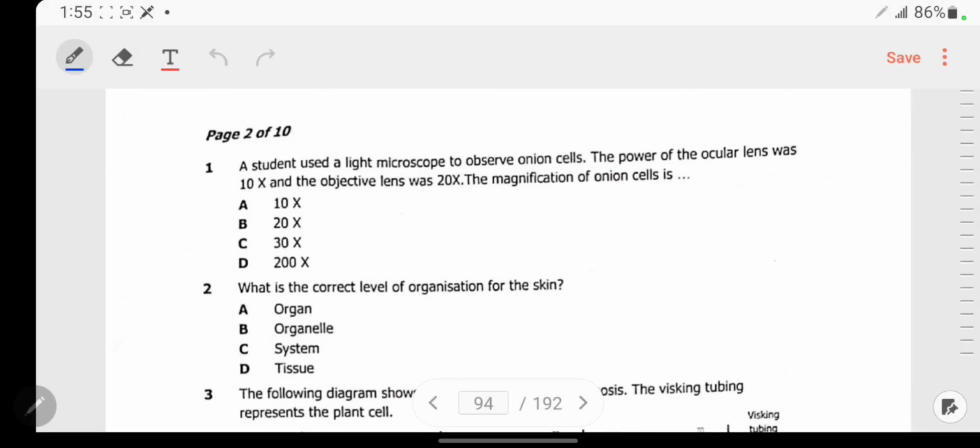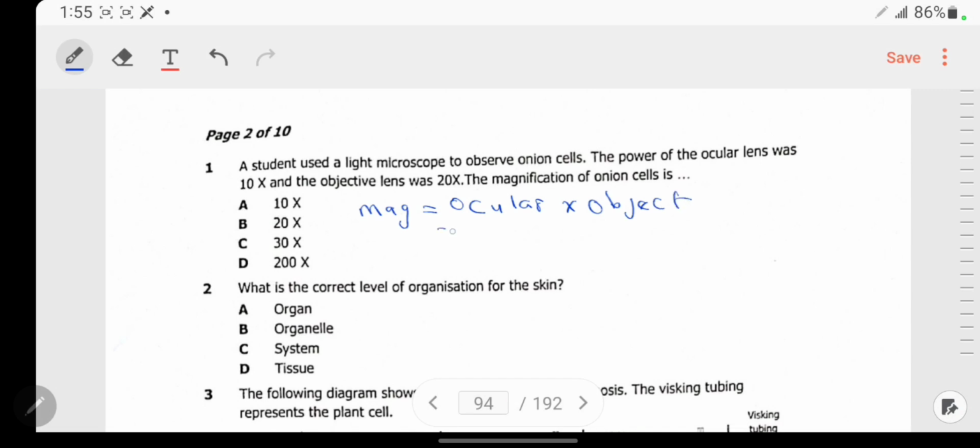So, we have the first question. It says that a student used a light microscope to observe onion cells. The power of the ocular lens was 10 times and the objective lens was 20 times. The magnification of the onion cell is... So to calculate the magnification provided with the ocular lens and the objective lens, the magnification should just be equal to the ocular lens times the objective.